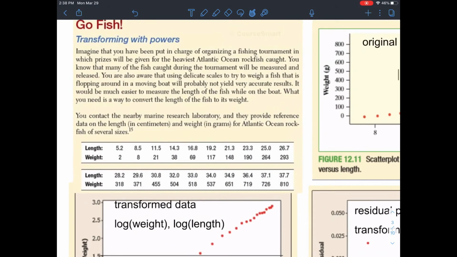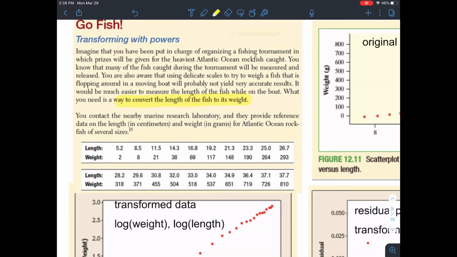Okay, it says, imagine that you've been put in charge of organizing a fishing tournament in which prizes will be given for the heaviest Atlantic Ocean rockfish caught. You know that many of the fish caught during the tournament will be measured and released. You're also aware that using delicate scales to try to weigh a fish that's flopping around in a moving boat will probably not yield very accurate results. It would be much easier to simply measure the length of the fish while you're on the boat. But we need some way to be able to convert the length of a fish into its weight. Okay? That's what we're after here.